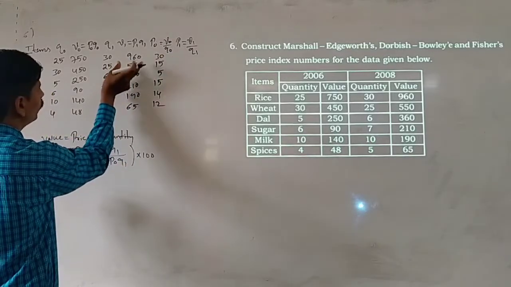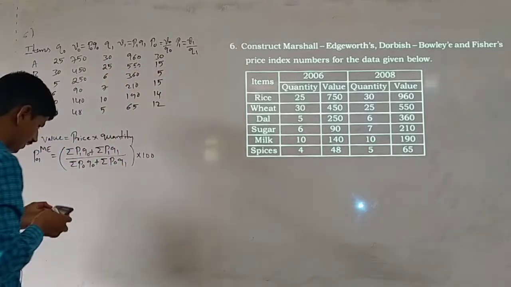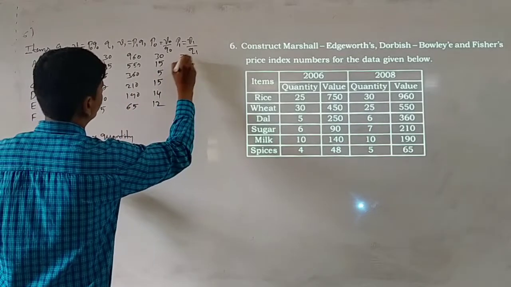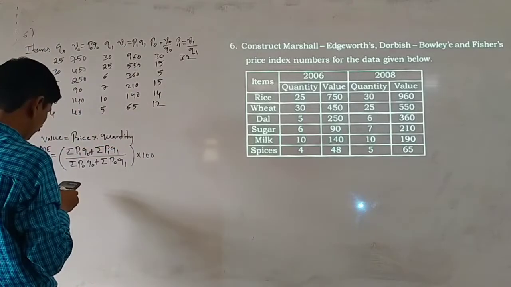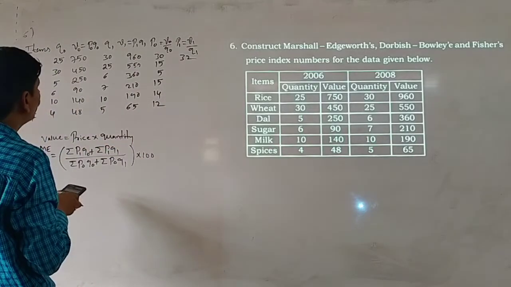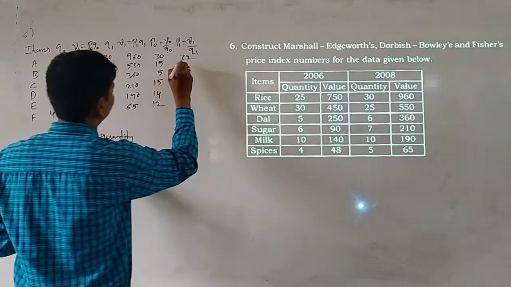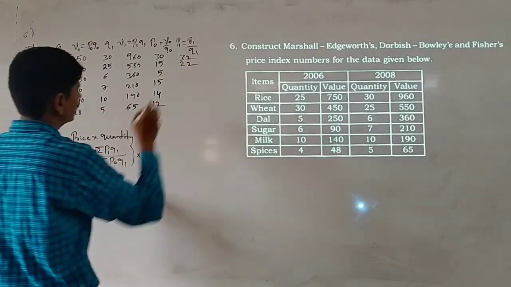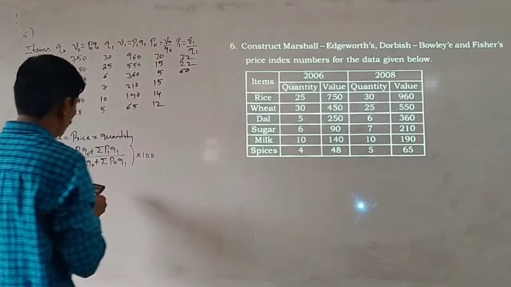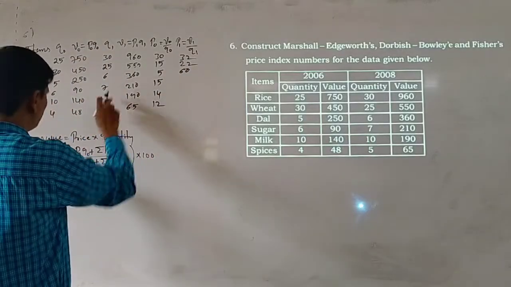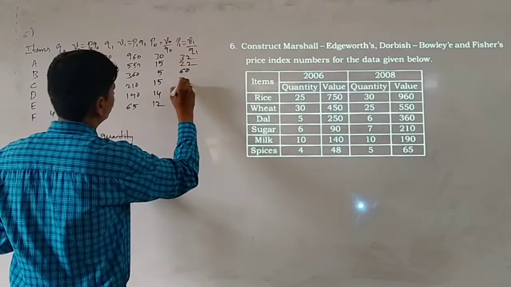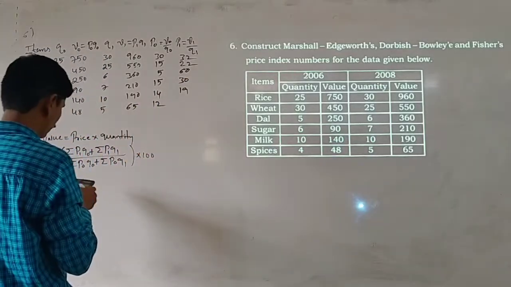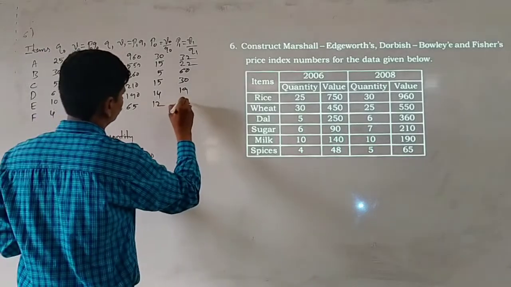Similarly, we have to find P1 value also, that is P1 equal to V1 by Q1. That is 960 divided by 30 is 32. The next, 550 divided by 25 is 22. The next, 96 divided by 6 is 16. The next, 91 divided by 7 is 13. The next, 190 divided by 10 is 19. 65 divided by 5 is 13.